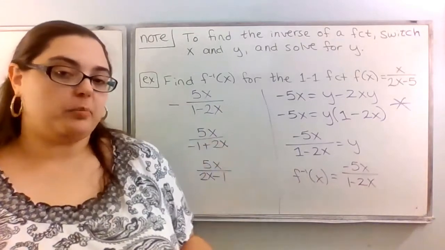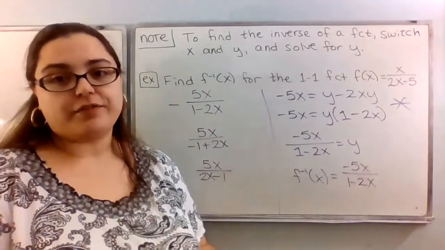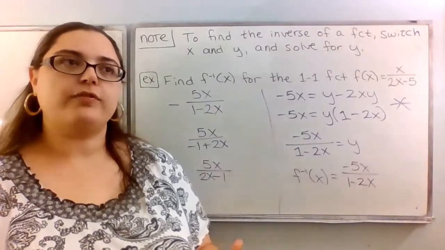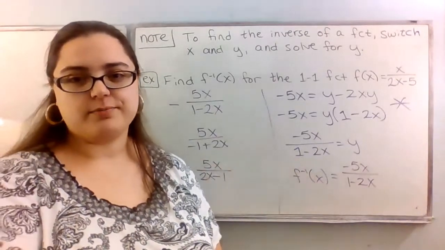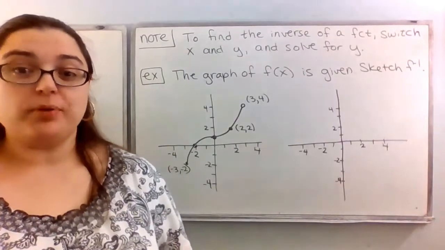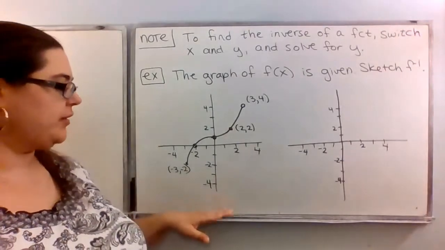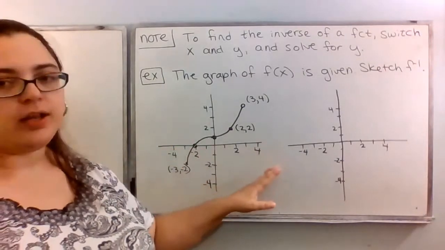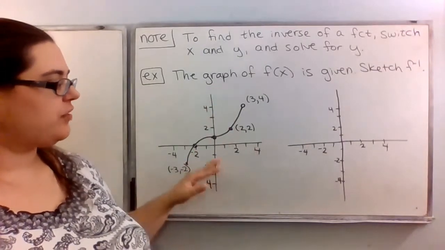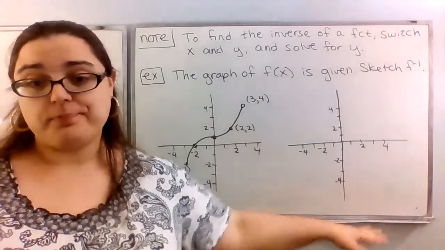So now that we've done an example of finding an inverse algebraically, let's see if I were to give you the graph of a function and we don't know the equation for the function, how could we find the graph of its inverse? For this example, we have been given a graph of a function. It's on a coordinate plane that goes from -4 to 4 in both the x-axis and the y-axis. So this is our function f of x, and over here we're going to sketch its inverse function.